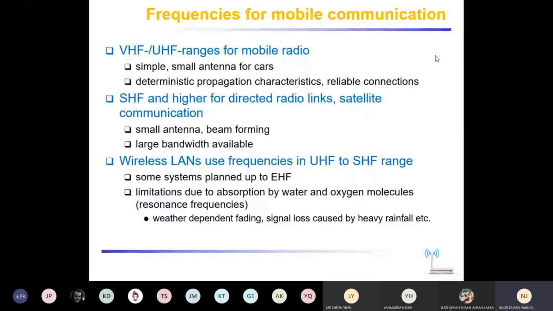We have satellite phones. They have very small antennas, with a large bandwidth, a small bandwidth, or a medium bandwidth. This depends on application to application, device to device. Wireless LANs frequencies are UHF to SHF. They are using from UHF to SHF. Some of the standards are using different ones.